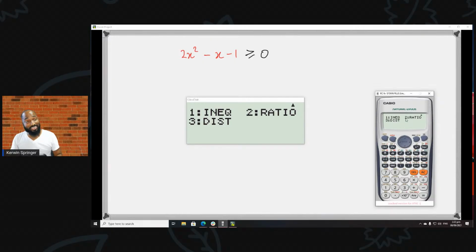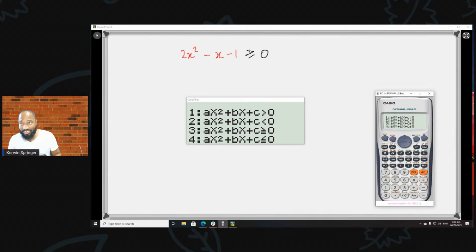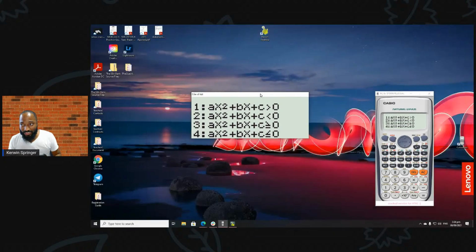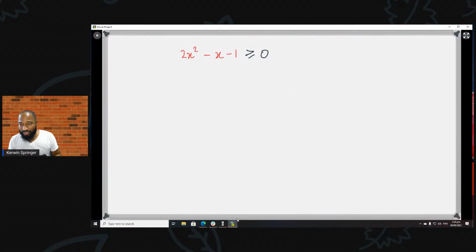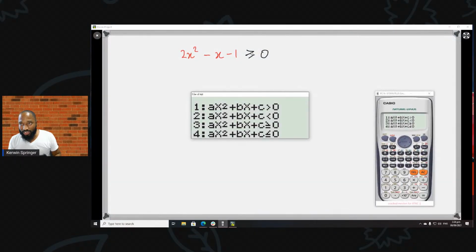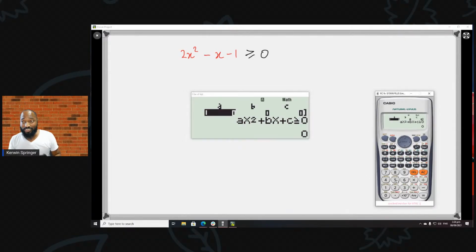And you're going to see inequalities because you have the right calculator, right? FX 115 ES Plus. You're going to press 1 for inequalities. Press 1, and you're going to select 1 for quadratic inequalities. Then you're going to select which style of quadratic inequality it is. So it's looking like it's the greater than or equal to. That's 3. Then you're going to type in the numbers.